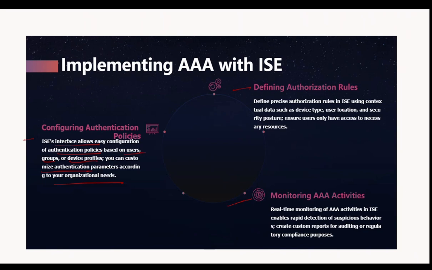Defining authorization rules, you can define precise authorization rules in ISE using contextual data like device type, user location, security posture, to ensure users only have access to necessary resources. And monitoring, real-time monitoring of AAA activities in ISE enables rapid detection of suspicious behavior. Create custom reports for auditing or regulatory compliance purposes.